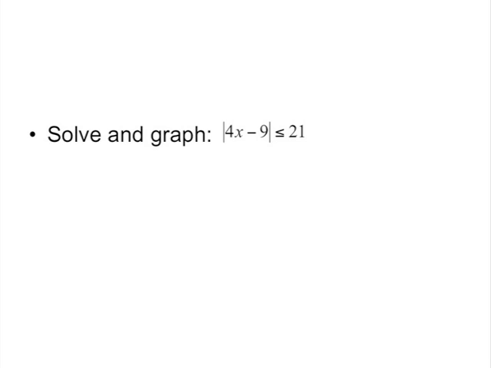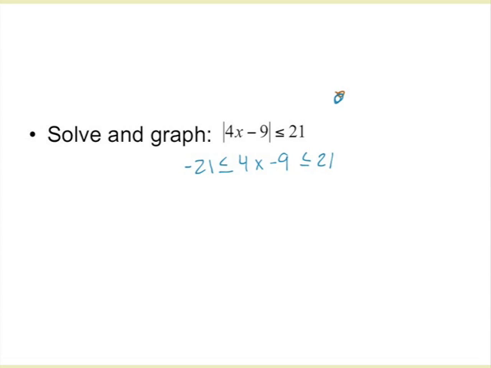Go ahead and try this one. Okay, so this is a less than statement. That's going to become our and or between statement. So I'm going to take that 21 and I'm going to put a negative 21 over on the left. Use the exact same symbol. So because it has an equal to bar, I'll use an equal to bar on the second symbol as well. Drop out the absolute values and then complete out the rest of the problem.